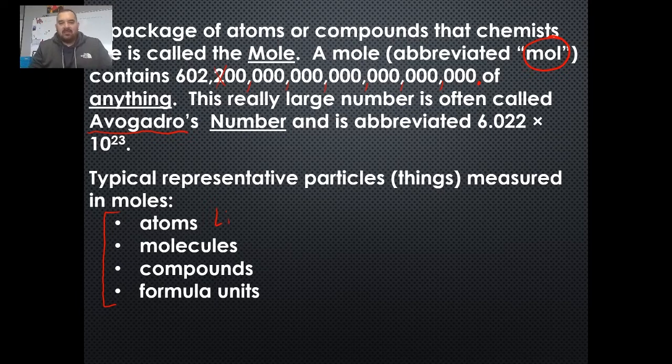Examples of molecules are going to be things like O2. O2 is an oxygen bonded to another oxygen. It doesn't qualify as a compound; that's a molecule. A compound is something that's chemically bonded to another type of atom. An example of that is CO2. And then all of these are considered formula units. A formula unit is just a formula of anything. So all of these things are considered particles. Moles tell you particles, and atoms, molecules, compounds, and formula units all fall under particles.